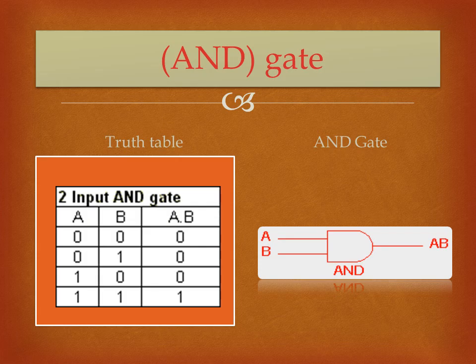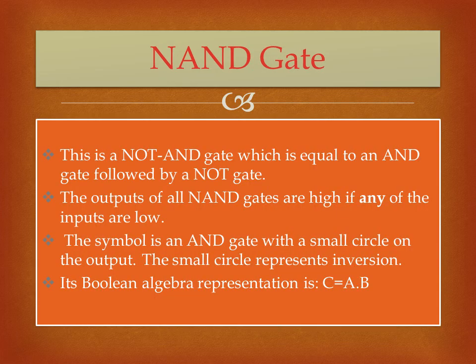This truth table shows the AND operation. Next, the NAND gate. It is a NOT AND gate, which is equal to an AND gate followed by a NOT gate. The output of a NAND gate is high if any of the inputs are low. The symbol is an AND gate with a small circle on the output. The small circle represents the inversion.